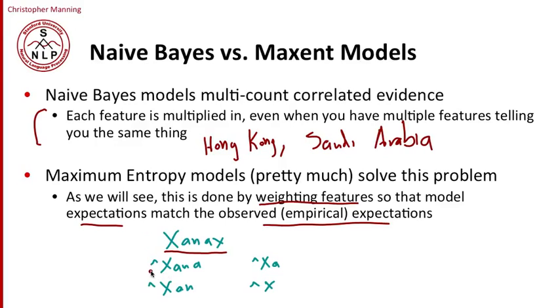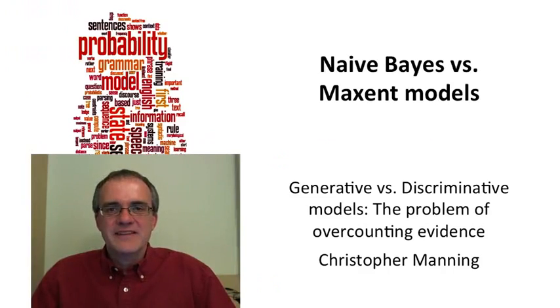And therefore, this feature will fire only when the word is Xanax, and this feature will fire only when the word is Xanax. And so these three features, their occurrence will be completely correlated with each other. And so if we build a naive Bayes model with these three features, we'll triple count what's really one piece of evidence, whereas the maximum entropy model won't do that. Okay, I hope that's given you a sense of the problem and motivated you to stick with the math that comes up ahead in explaining how maximum entropy models work.